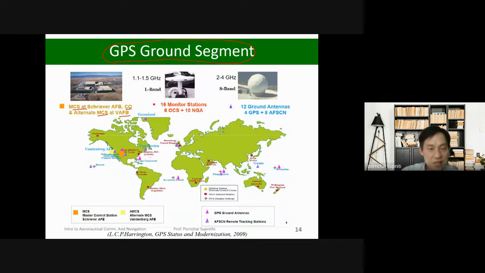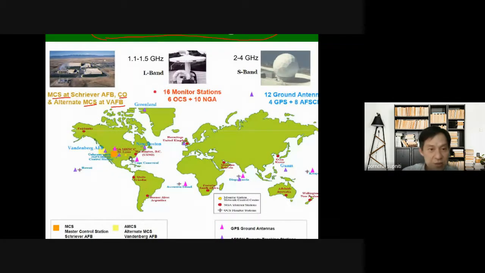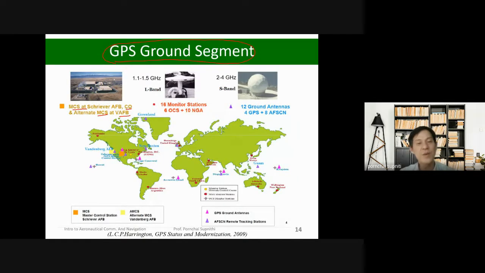Where is it in here? Let's take a look. So it's the orange, right? Which is the master control station. One is here. And the other one, I don't know where it is. It's probably here. Air Force Base, Vandenberg. So I guess this is on the west coast of the US. And the main station is Colorado. This is an alternate, just in case the master control station malfunctions, I guess. No, because they have to give 24/7 service, right?